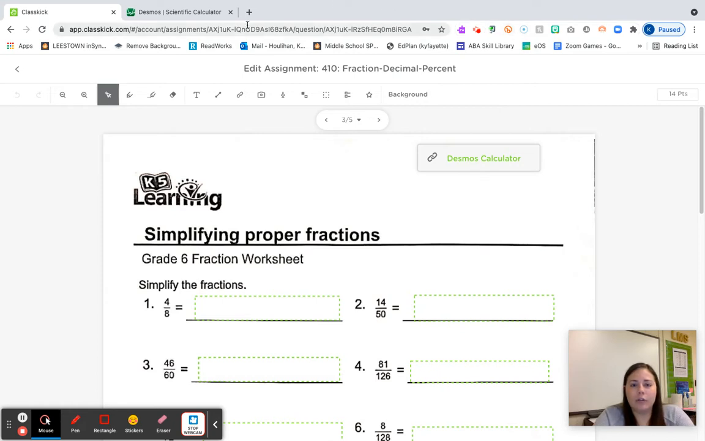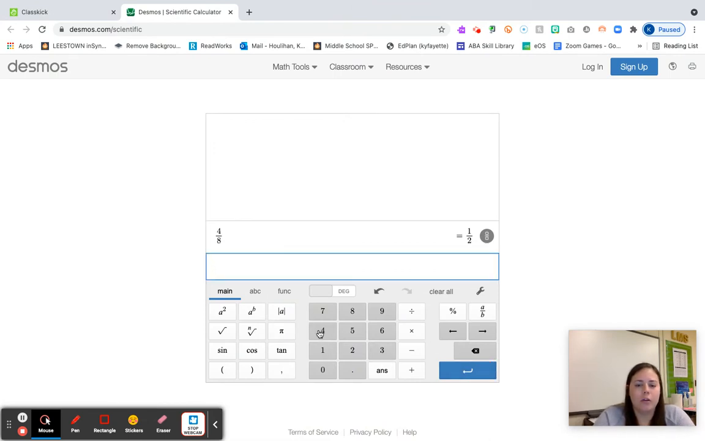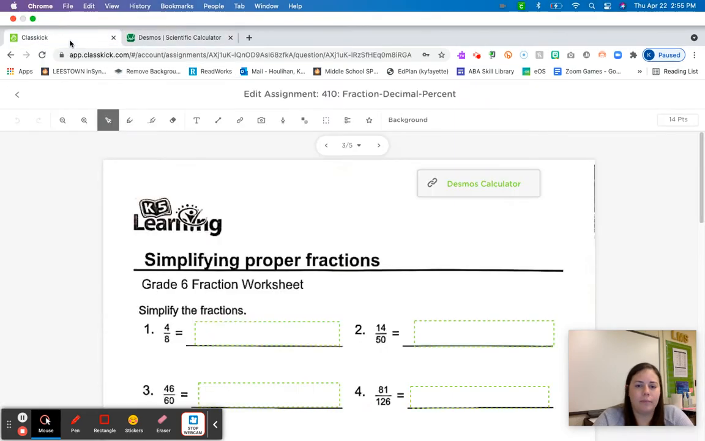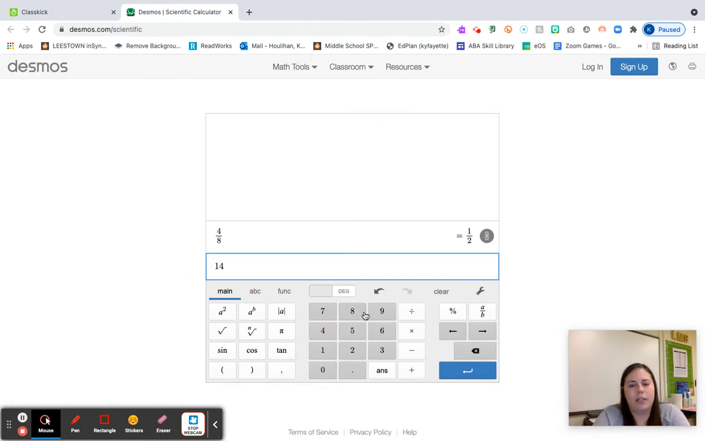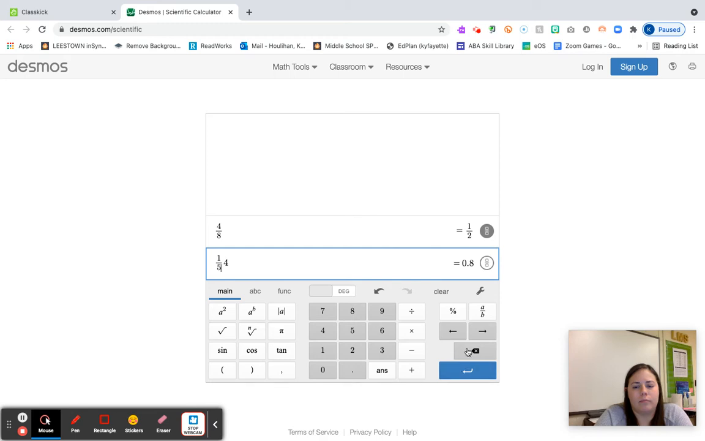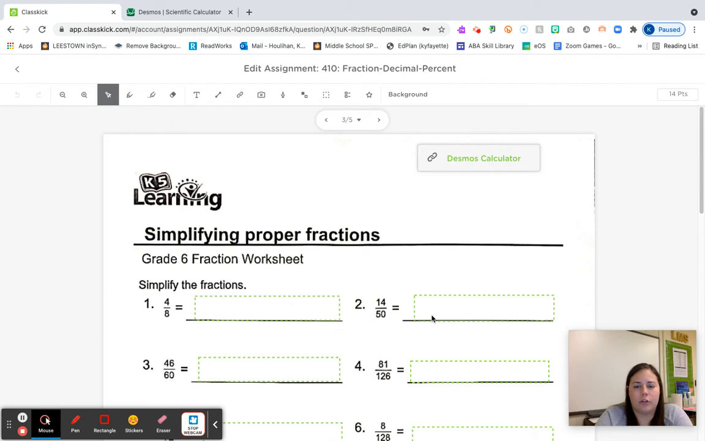Let's see. I'll do number 2 with you also, which is 14/50. Here we go. 14/50, and that is 0.28. I want the fraction. I'm going to click the button, and it is 7/25. And that is your answer for number 2.